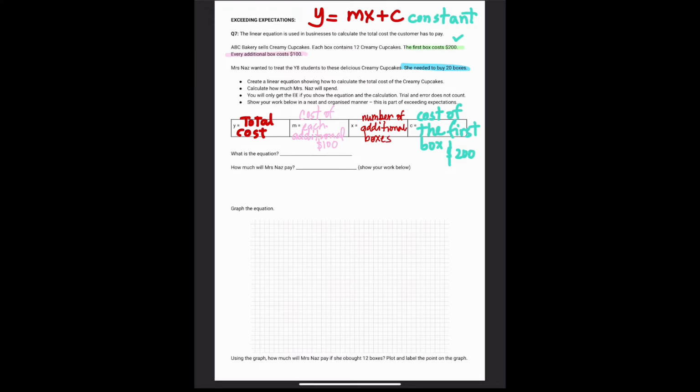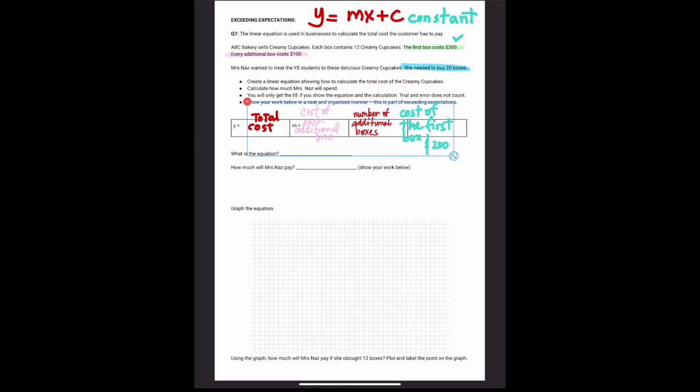So now that you have what each of these represents, we can put in the values and make the equation. Y will always be the total cost. Let me just resize this a bit and move it up there. So Y is always the total cost.